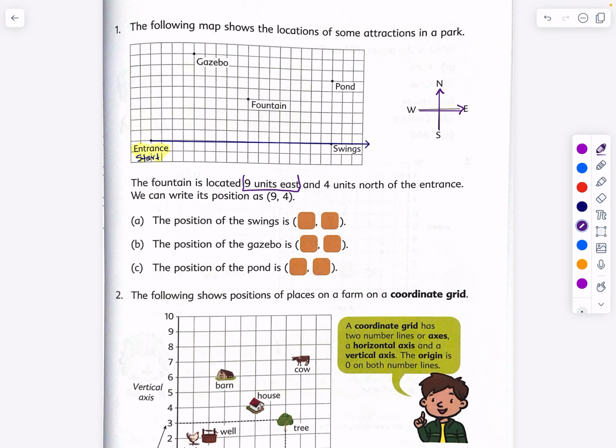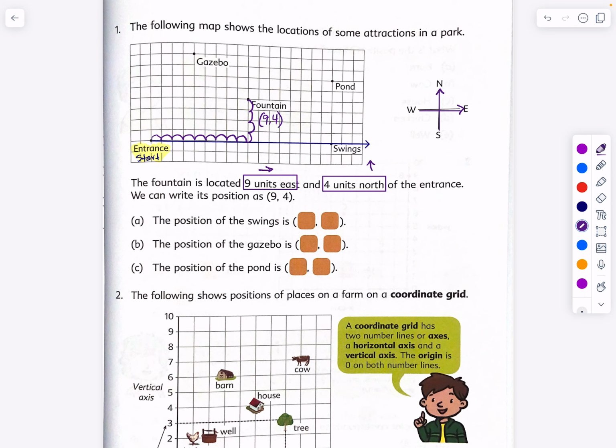So the fountain is located 9 units east and 4 units north. East is to the right and north is going up. So we're going 9 units to the right from the entrance: 1, 2, 3, 4, 5, 6, 7, 8, 9. And now we're going to go 4 up: 1, 2, 3, 4. Yes, we reached the fountain. We can write the position of the fountain as 9, comma, 4, right here next to the map.